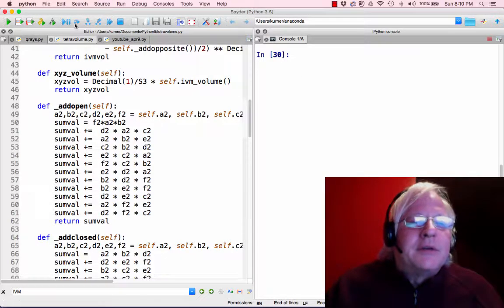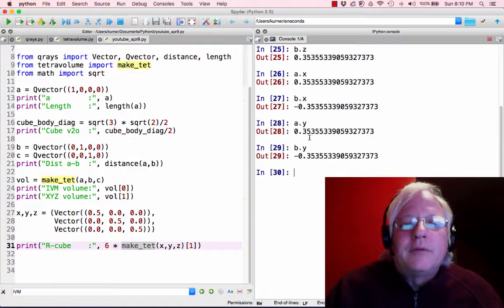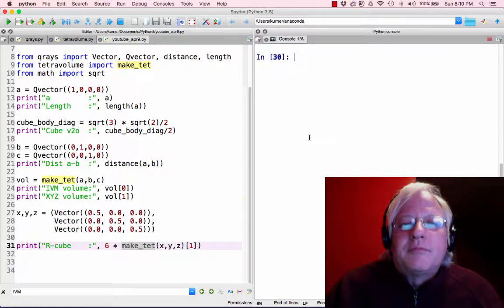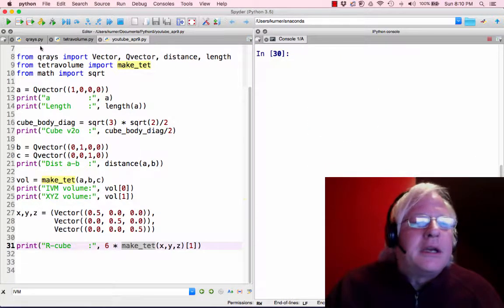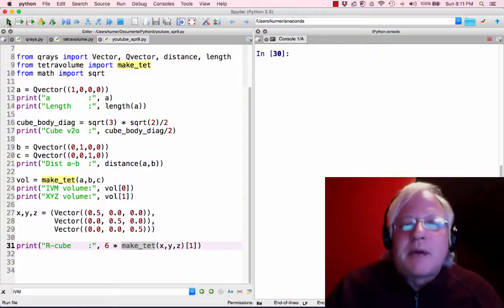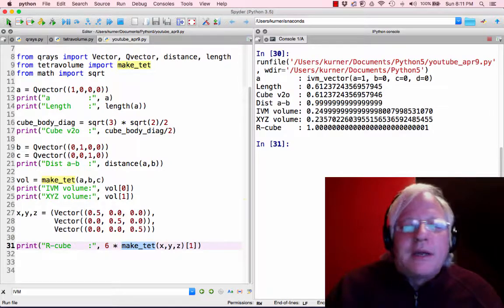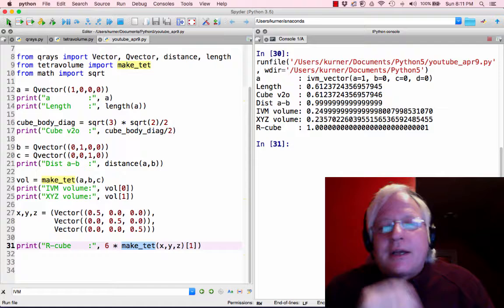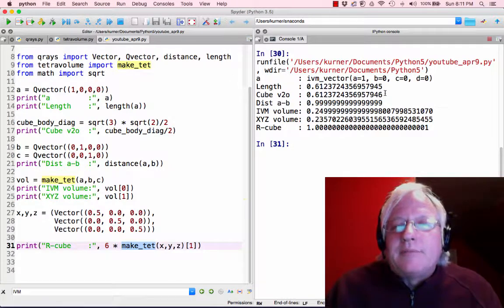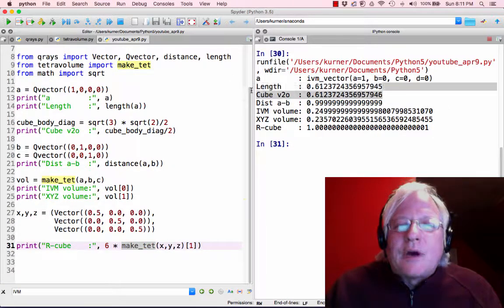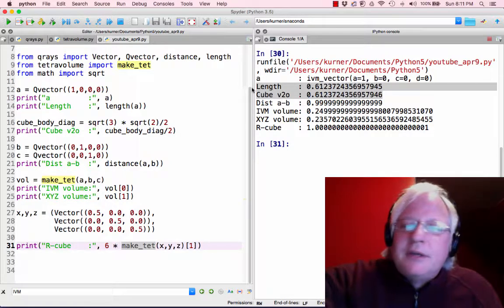So let's run this code. Here we go. Make sure I have room for it, and I hit the green arrow. I'm in Spyder, that's the editor in Anaconda, and there's my outcome. So yes, the length of a quadray is the same as from the center of this cube to any vertex.